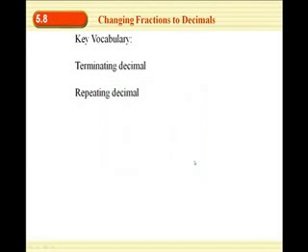This is the last one in Chapter 5, changing fractions to decimals, so it's the opposite of what we've been doing. Let me get you a page number here. This is page 271. So on page 271, we're talking about changing these fractions to decimals, so let's take a look.